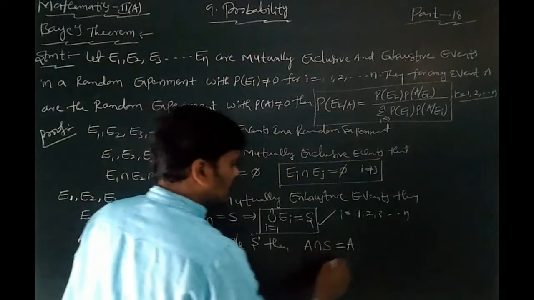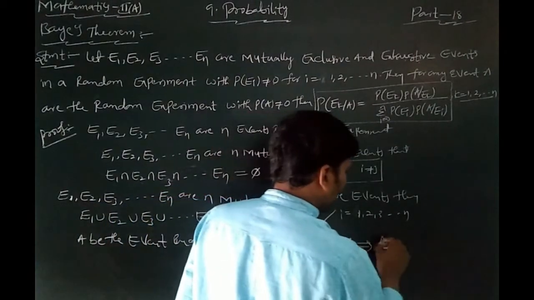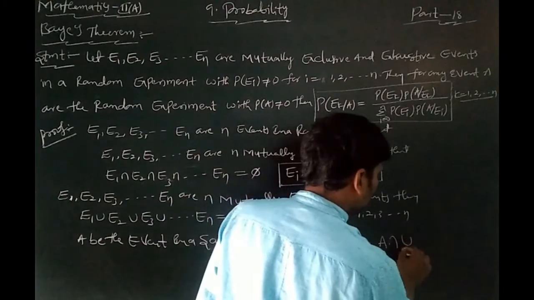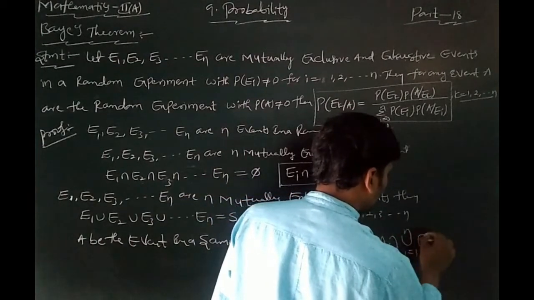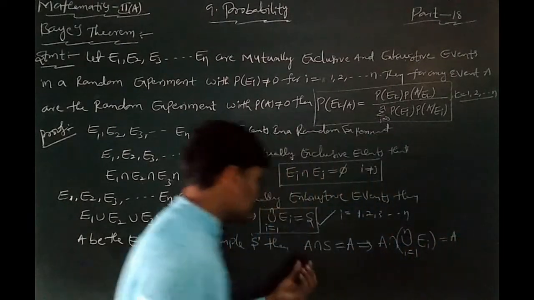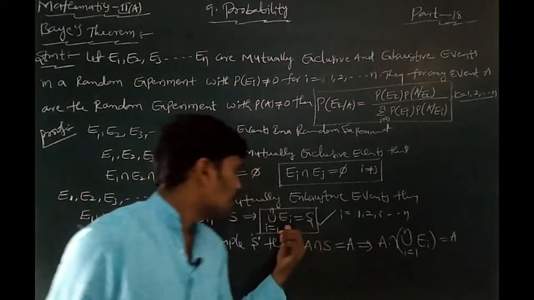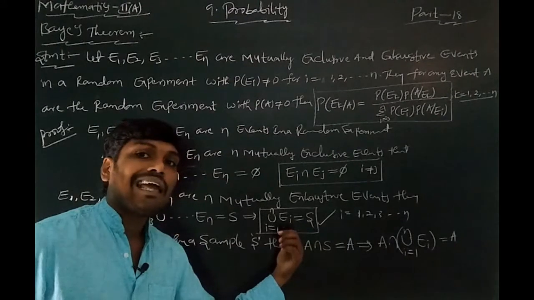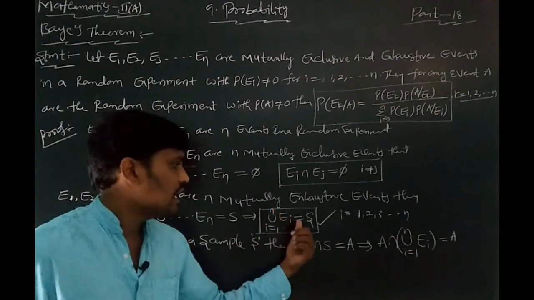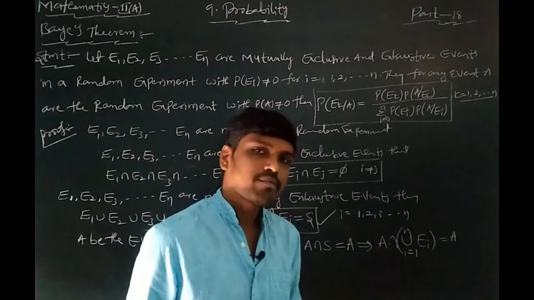After that, you can write A intersection S. What is the S value here? S is the union of E_i for i equal to 1 to n. Here, A intersection S is by the mutually exhaustive events. S is the union of E_i, i equal to 1 to n, equal to S. This is also given.